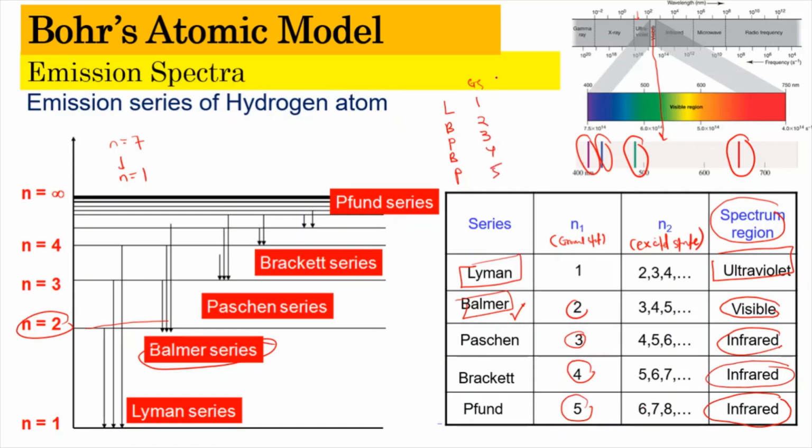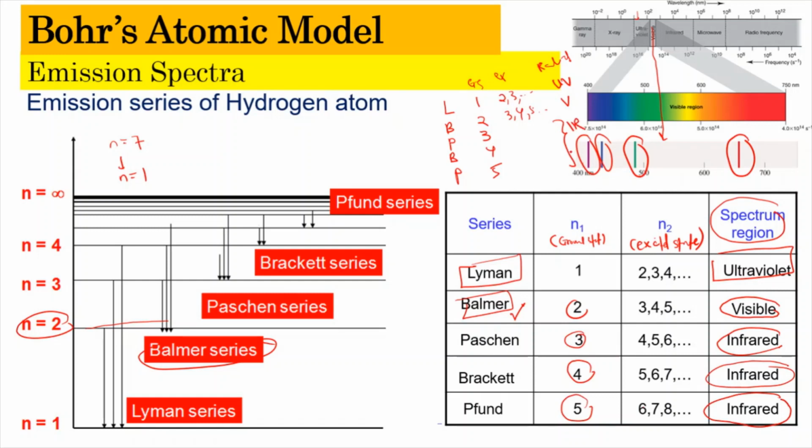And here, for the excited state, it needs to be greater than the ground state here. So it can be 2, 3, and so on. And for Balmer, the ground state is 2, so the excited state needs to be bigger than 2, which is 3, 4, and so on. And you can also do the rest according to here. And for the radiation region or the spectrum region, we can say that it starts with UV, visible, and the rest here refers to IR.